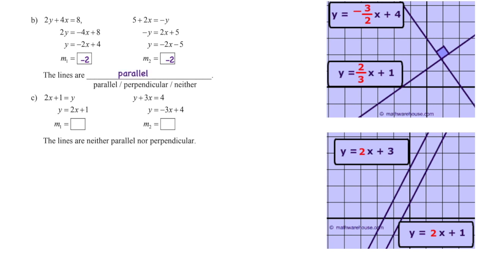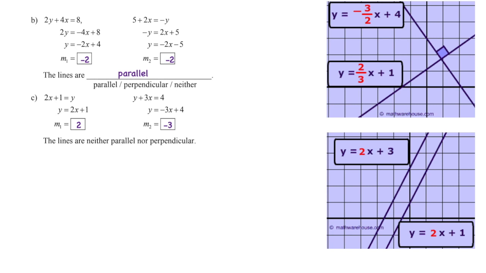I also have in part C the equation 2x plus 1 is y, and y plus 3x equals 4. Again, we'll solve for y. On the C, I'm going to flip-flop them around, and I see that they're already solved for y and that my slope is 2. On the right-hand side here, though, I'll need to subtract 3x from both sides, so I have y equals negative 3x plus 4. Here my slope is negative 3.